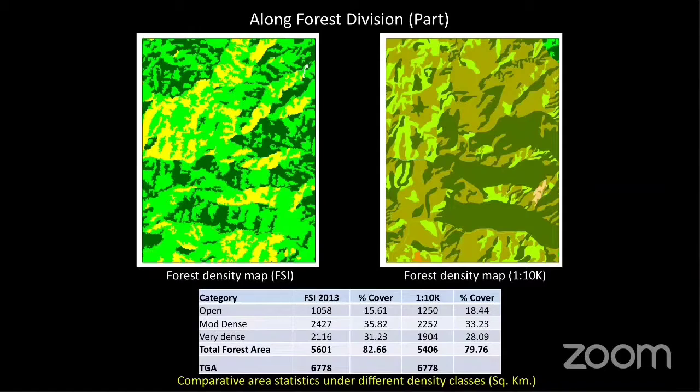Now, if I say FSI is wrong, no, it is not wrong, because it is not possible to do the entire country's image interpretation within 6 or 7 months through visual image interpretation. It's not possible. So there has to be some regional level, or some standard methodology for the regional level, which is digitally done by FSI.